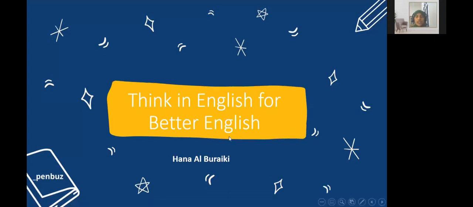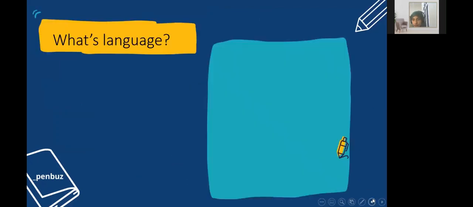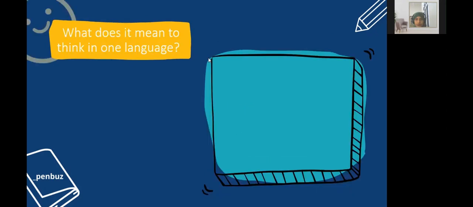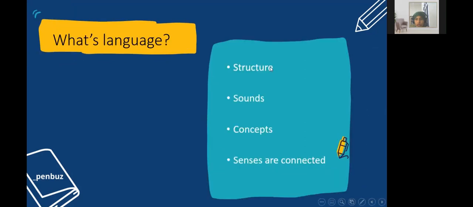Okay. So how to think in English for better English. First of all, you need to understand what language is. What is language? Language is basically a structure. So there are a lot of structures in the language. There are lots of sounds. Every language has its separate structure. So you can't learn a language by translating all the time. You need to understand the structure of the language itself in order to be able to speak the language without referring to the other language you have.